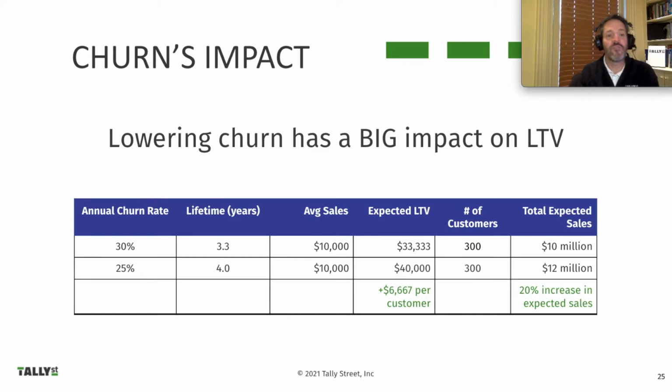If the business could lower their churn rate from 30% to 25%, the average lifetime of the customer goes up to 4 years. If they still spend $10,000 a year on average, we're now at $40,000, or almost an extra $7,000 from each customer that was acquired. And again, maybe spending the same cost to acquire them. So much more of that $7,000 flows directly to the bottom line. If the business had 300 customers in total, then that's an extra $2 million in sales and revenue that we would expect that business to have from the same set of customers by lowering their churn rate.